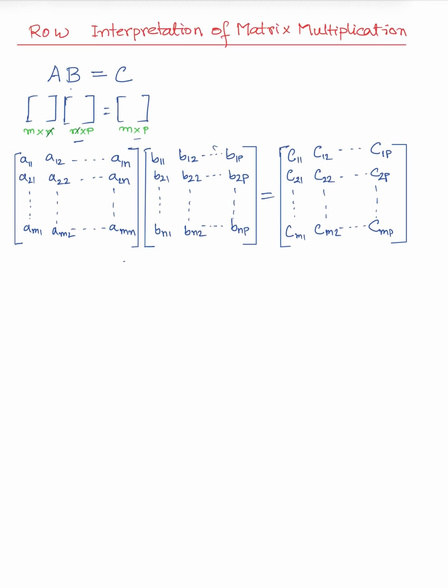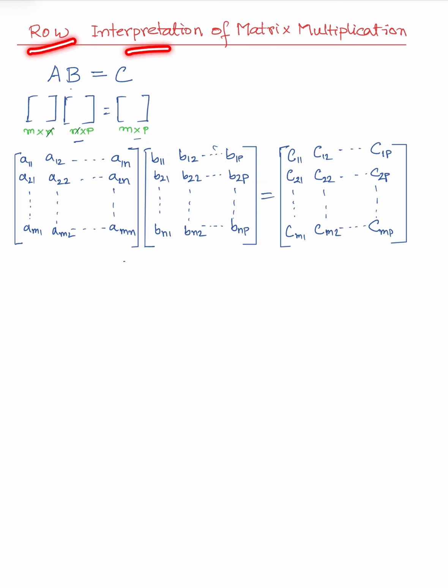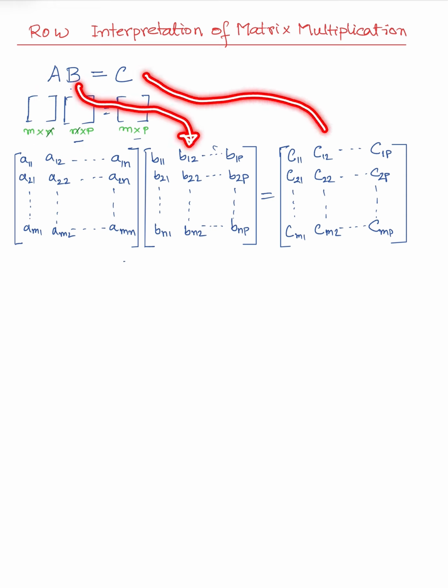Alright, so in this lecture, I'm going to go over the row interpretation of matrix multiplication. Say we have two matrices A and B that we multiply to get a matrix C. A is an m by n matrix, B is an n by p matrix, so C would be an m by p matrix. And we write in detail this A matrix as this, B matrix as this, and C matrix as this.